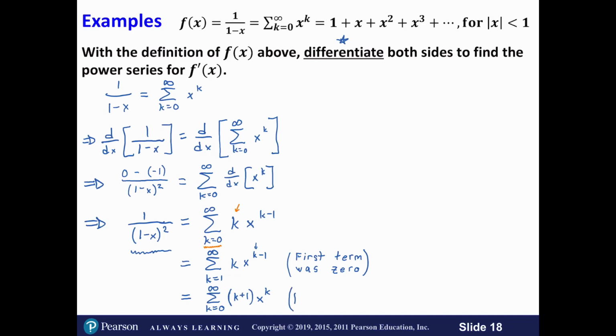And this is what we call re-indexing. This isn't terribly important. If you don't understand what I'm doing here, don't worry about it. This is just a clever observation that will help us later on. And so, what we have is that 1 over 1 minus x quantity squared is equal to this infinite sum.